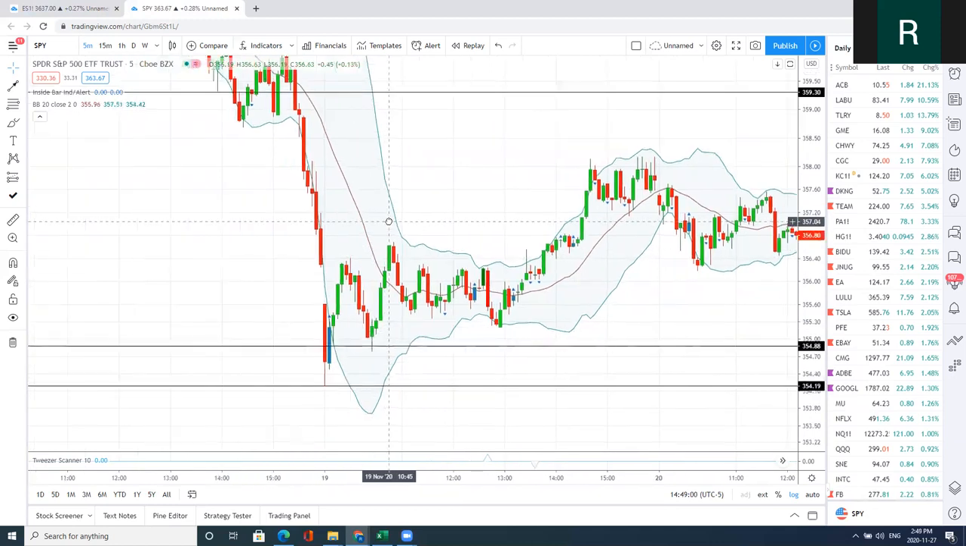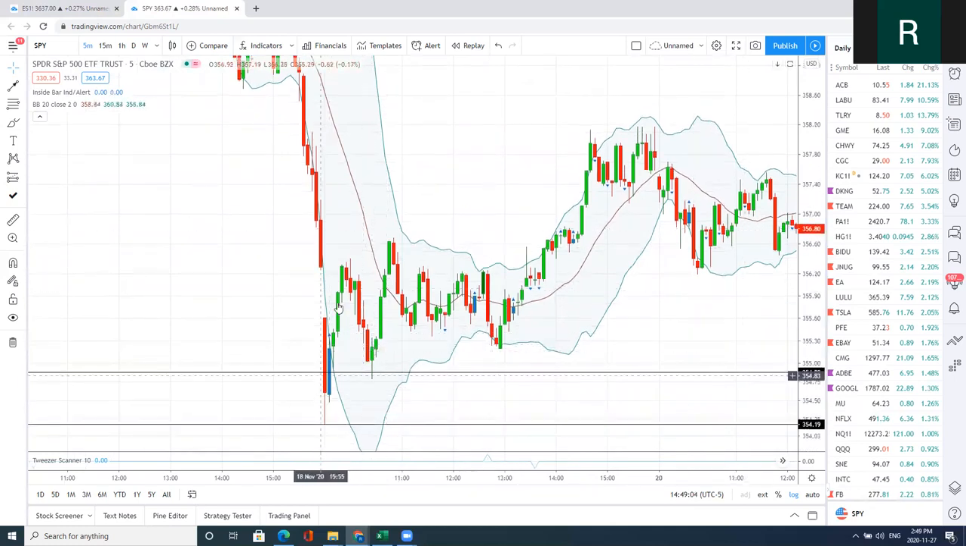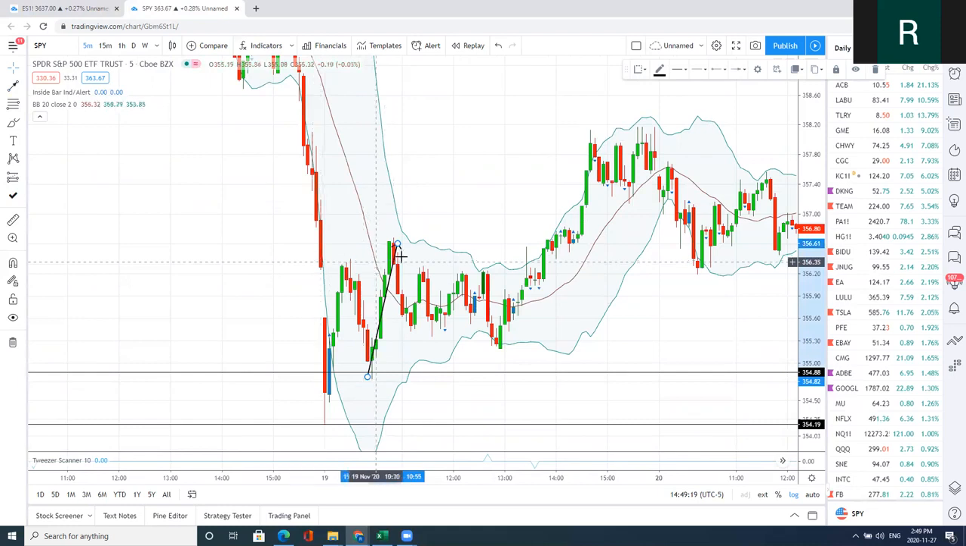All right. So now the next setup. So we had this impulsive leg. Now we have another impulsive leg. As you get better, you're going to be able to see this like I do. Here's another impulsive leg up, right? We clearly break this swing high right here. And now let's draw the fib for that and let's see what happens.